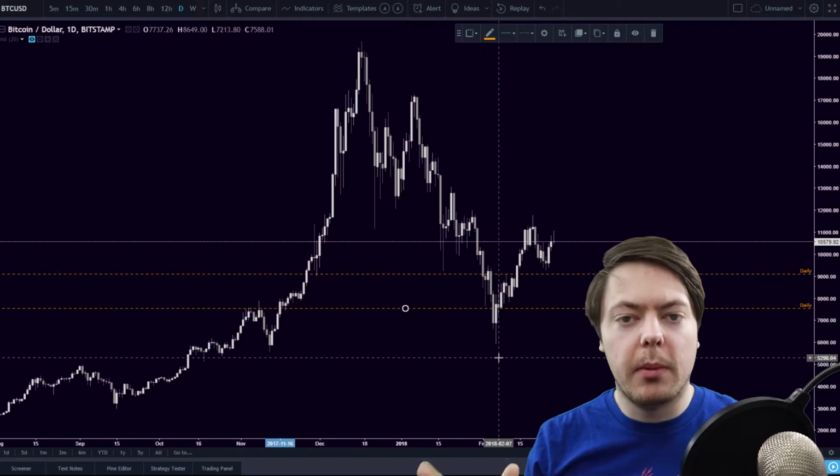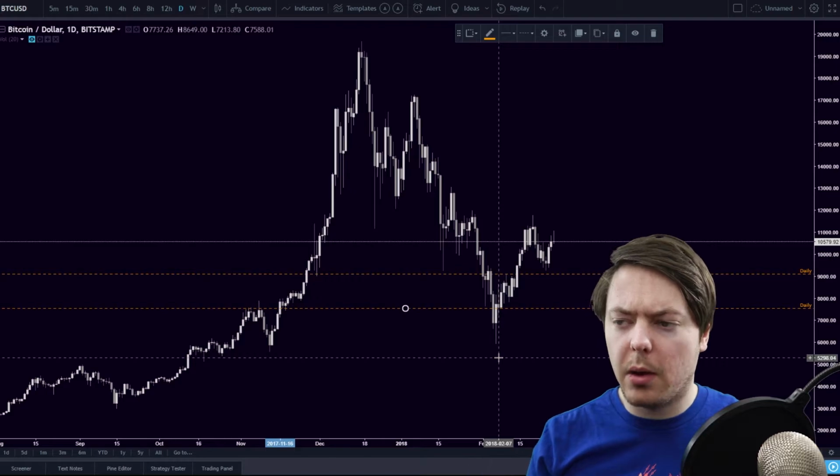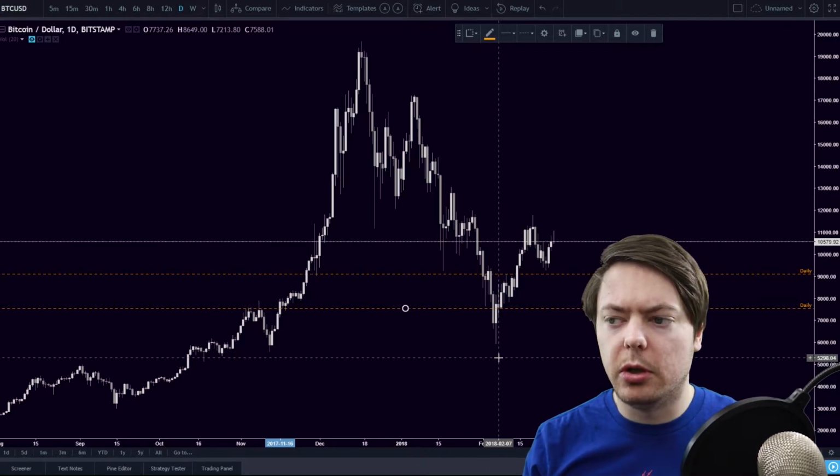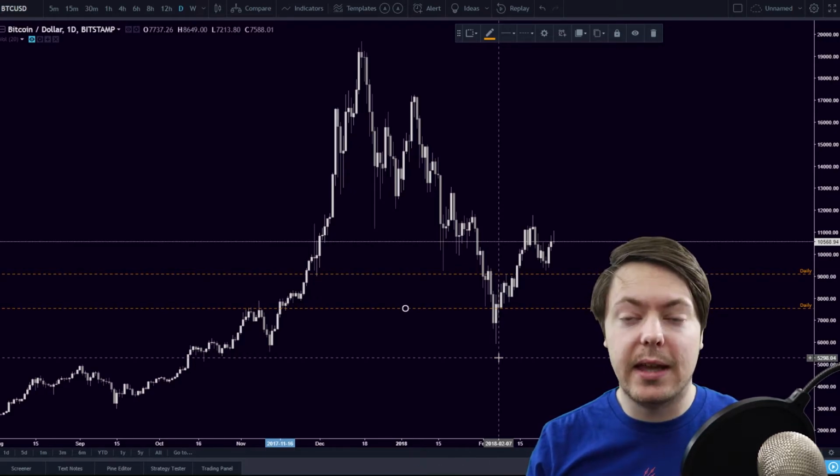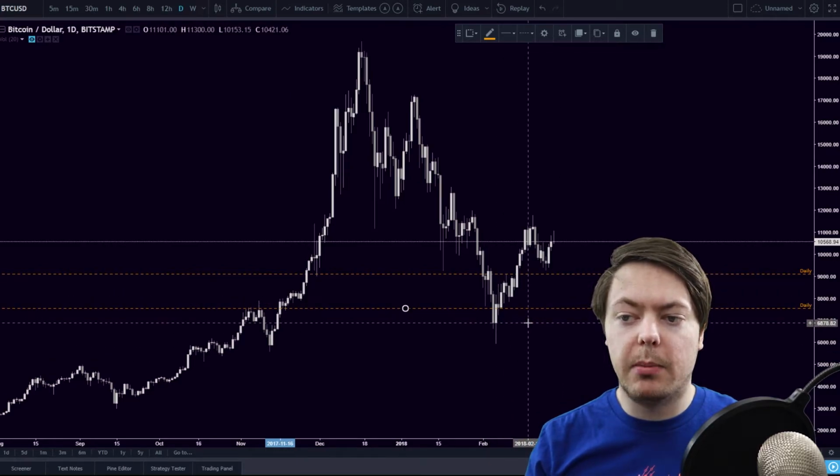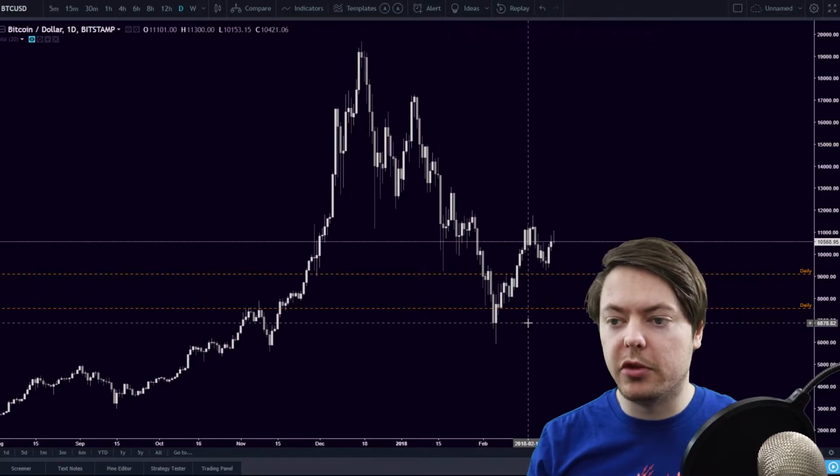And the chop, I explained in the previous video why we got that probe down and probe back up. So it's not something that I think invalidates the level. So I will keep it in for now, but if we do move into that area and chop around it, I'm going to remove it off the chart.